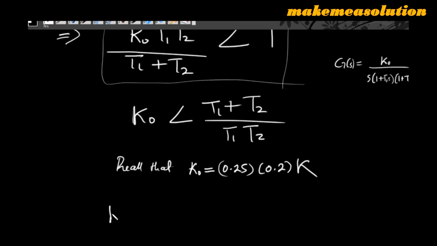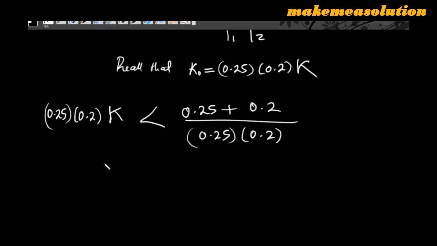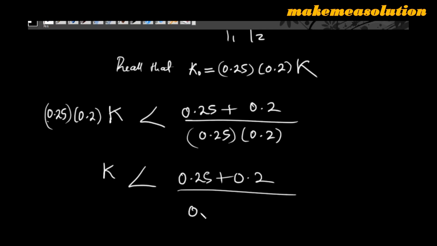So instead of K naught, I'll have 0.25 times 0.2K should be less than, my T1 is 0.25 plus my T2 is 0.2, all over my T1 which is 0.25 times my T2 which is 0.2. So if I make K the subject of the formula, K will be less than 0.25 plus 0.2 divided by 0.25 times 0.25, which is 0.25 squared, and 0.2 times 0.2, which is 0.2 squared.